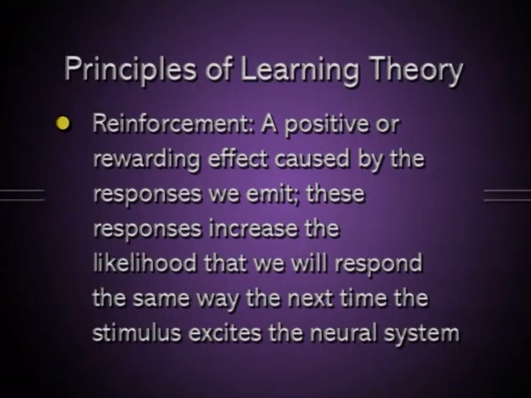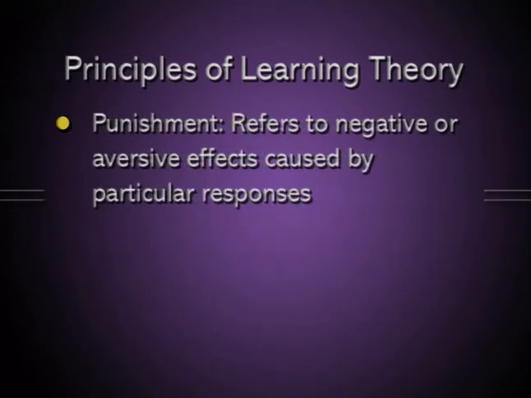Reinforcement, this is a big idea in learning theory, can be defined simply as a positive or rewarding effect that is caused by the responses that we emit. And these positive effects then increase the likelihood that an organism will respond in the same way the next time that the same stimulus excites the neural system. Likewise, punishment just refers to a negative or aversive effect that's caused to certain responses and follows that same pathway.